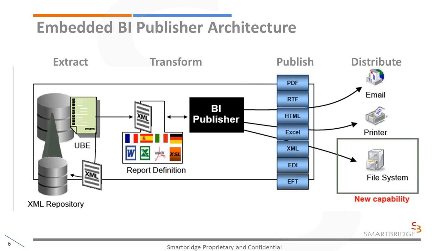So let me just go over the architecture. The way BI Publisher works is it has an extract, transform, publish, and distribution process. Basically, in terms of embedded BI Publisher, you're able to extract data via the UBE, which is JD Edwards data, and pull that into an XML type format.